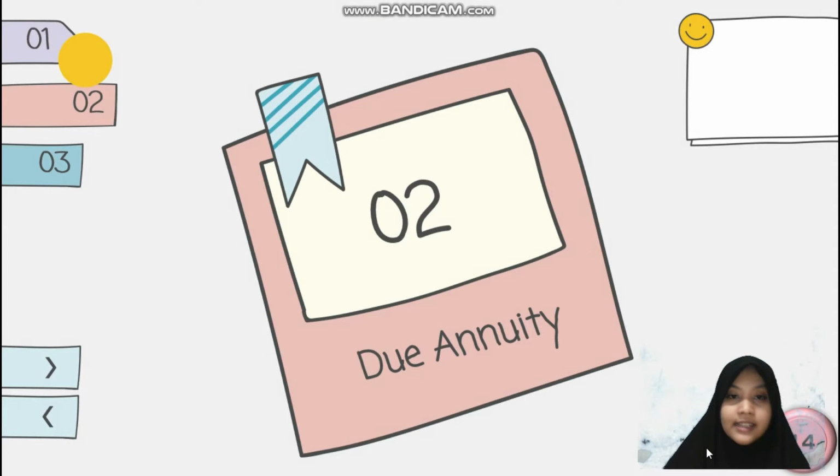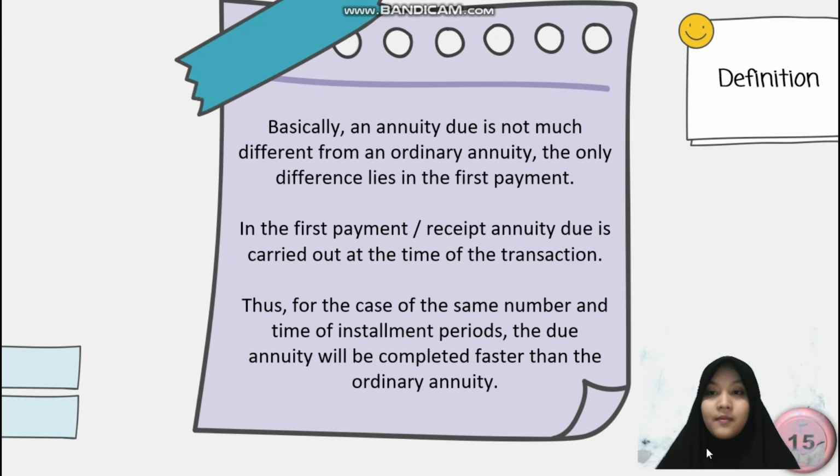And next is due annuity. Basically, an annuity due is not much different from an ordinary annuity. The only difference lies in the first payment. In the first payment, or receipt, annuity due is carried out at the time of the transaction. Thus, for the case of the same number and type of installment periods, the due annuity will be complete faster than the ordinary annuity.